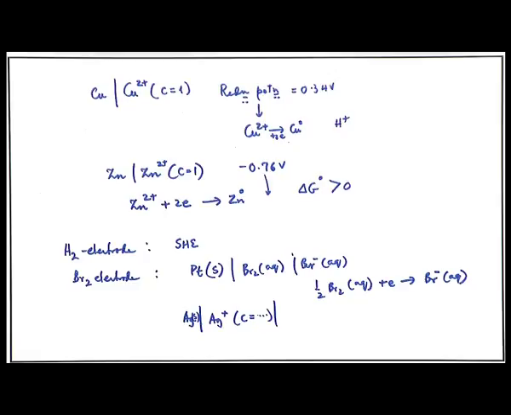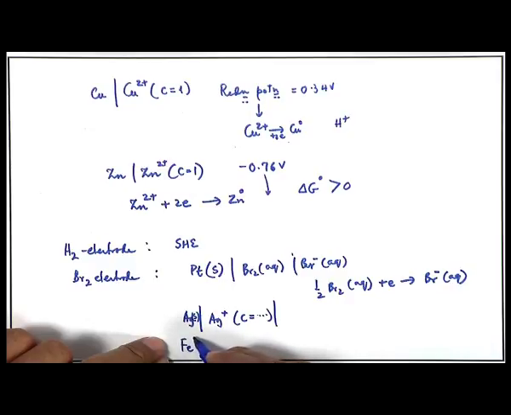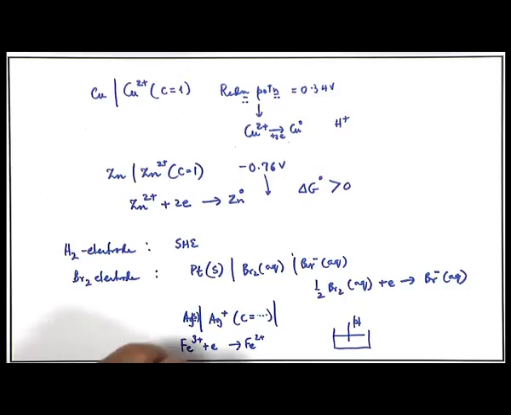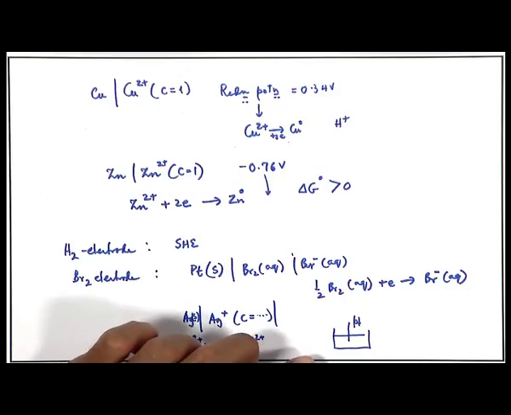Also, maybe for example, the ferrous ferric system. So, what will you do? The reaction is Fe3 plus electron, that gets to Fe2 plus. So, it is nothing but you have a ferrous and ferric mixture and you dip one platinum wire into it.